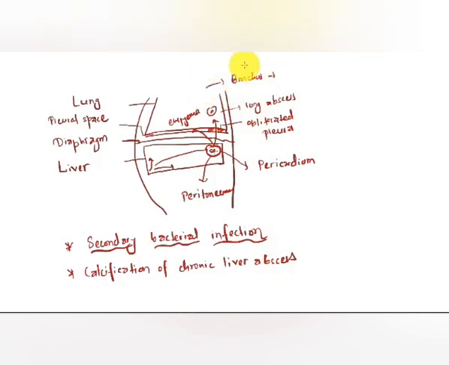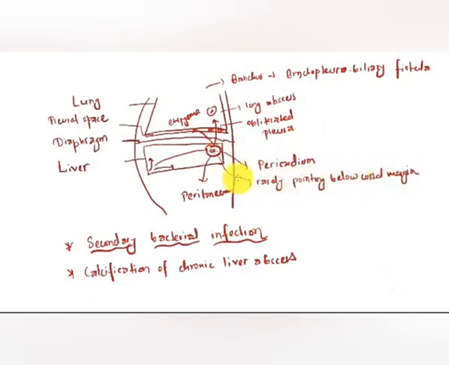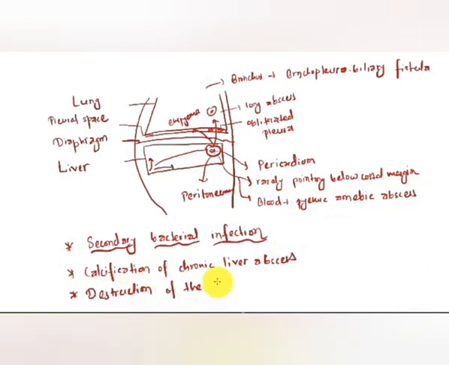If the abscess ruptures upwards into the bronchus, it can result in the formation of a fistula known as bronchopleural biliary fistula. It can rupture outward, resulting into pointing below the costal margin. It can spread through the blood, resulting into pyogenic amoebic abscess. The last complication is destruction of the liver with liver cell failure and ultimately death.